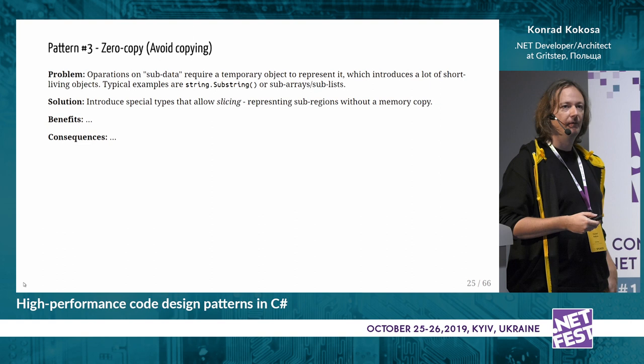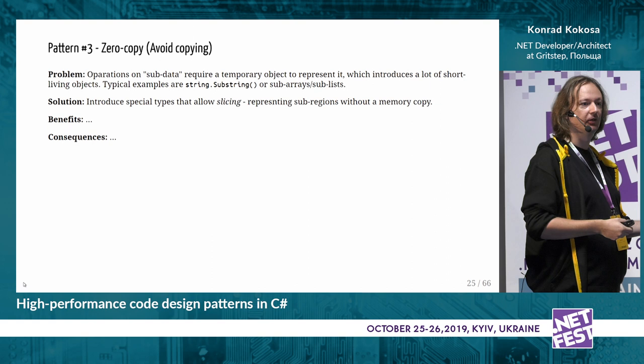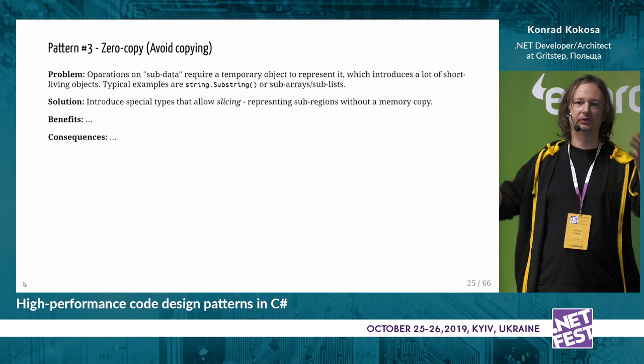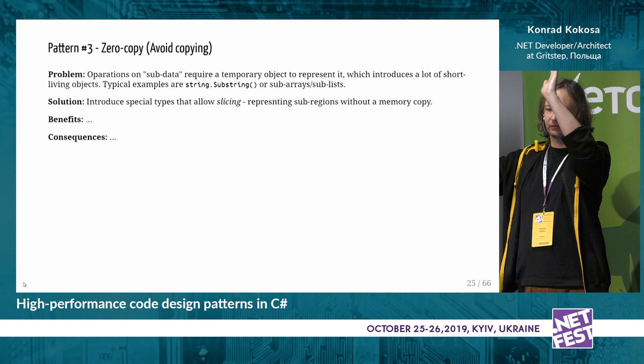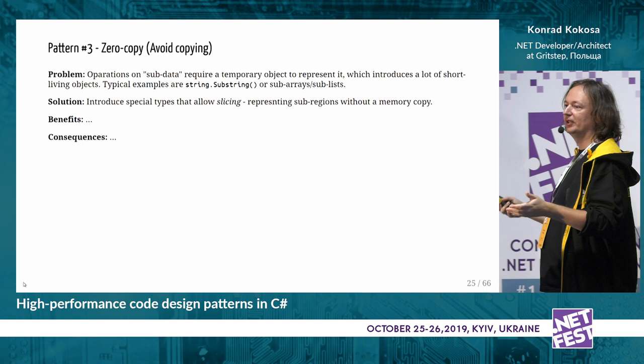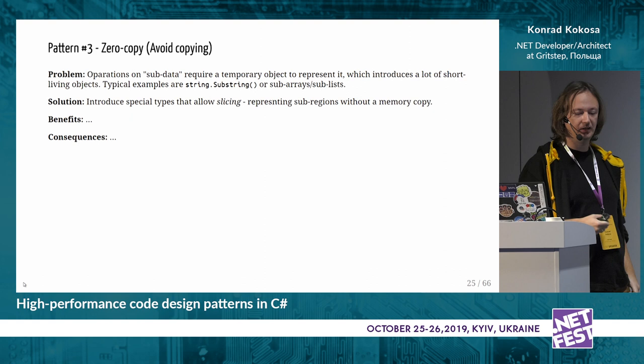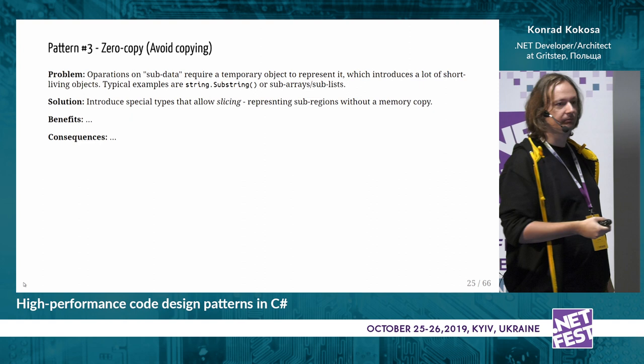When you have a string and you are using the substring method, this is just creating a new string with the content of the part of the original string. So we are creating a new string and copying memory from the string into this smaller string. This is a complete disaster in terms of performance, obviously, all this copying. The same happens if you would like to create a kind of subarray or sublist. All this makes a memory copy, so it is very, very bad.